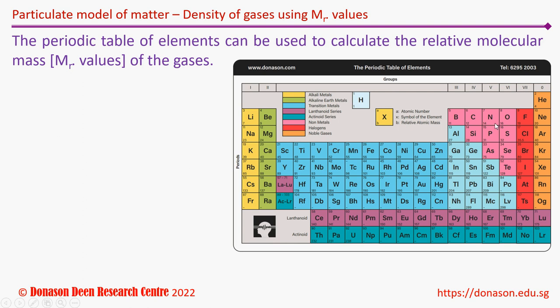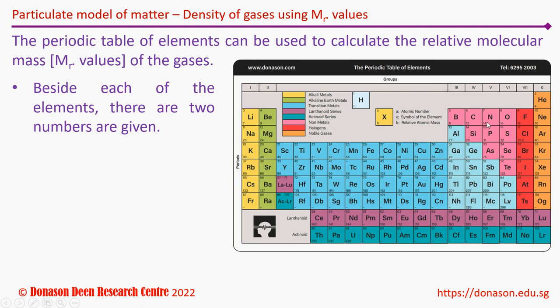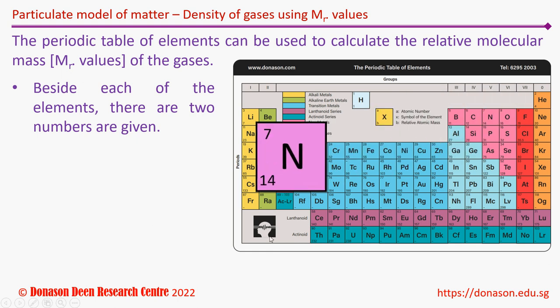So let's say, for instance, if we take a look at nitrogen here, beside each and every one of the elements, there are 2 numbers given. Look at lithium, there is a 3 and a 7. Beside beryllium, you can see 4 and 9. Beside boron, you can see 5 and 11. Beside carbon, you can see 6 and 12. Beside nitrogen, you can see 7 and 14. There are 2 numbers given.